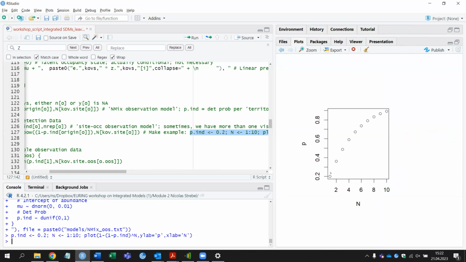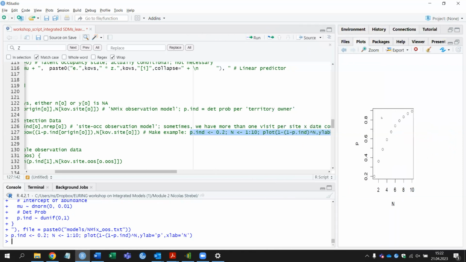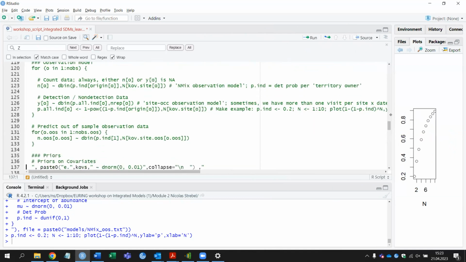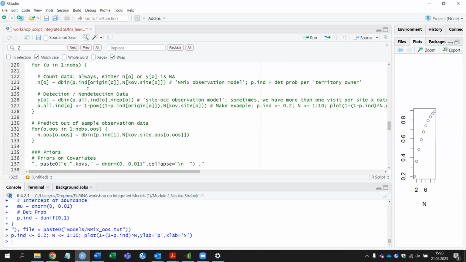So here we say that one individual has a detection probability of 0.2. And so if there is more than one, then the detection probability increases and approaches 1 if n is infinite. And then here again, we predict the count data for the part of the counts that was skipped, similar to what we did in the N-mix model.